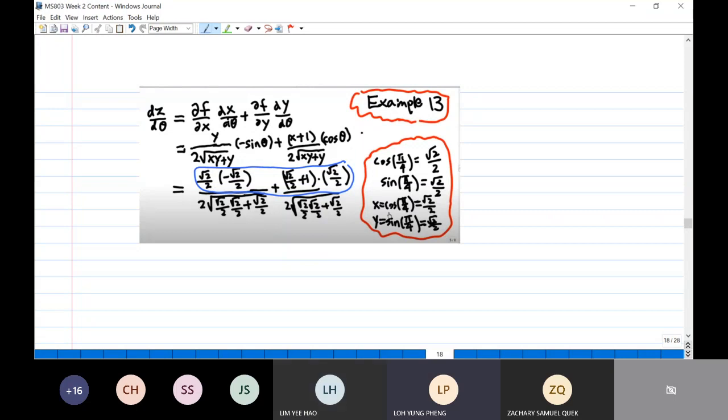Then you're wrong lah. The answer is correct, where did it go wrong? The negative sign, bro.